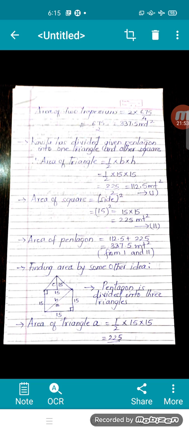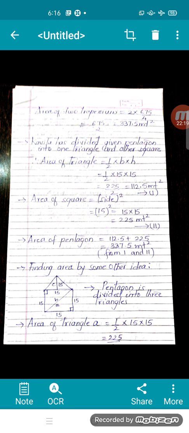Now Kavita has divided the given pentagon into one triangle and another square. So the area of the triangle will be half into base into height, half into 15 into 15, that is 112.5 meters square. The area of the square will be side square, 15 square, that is 225 meters square. Area of the pentagon from 1 and 2, add it, 337.5 meters square.